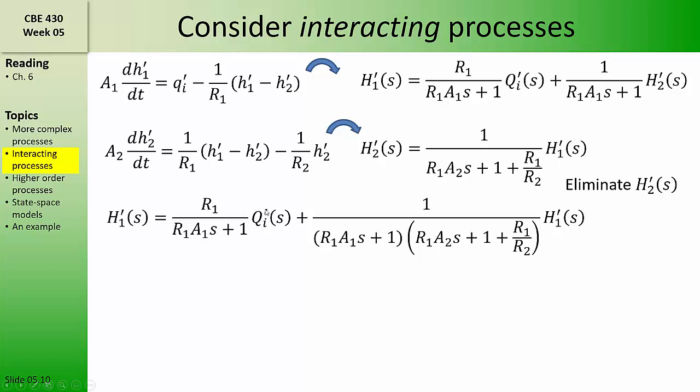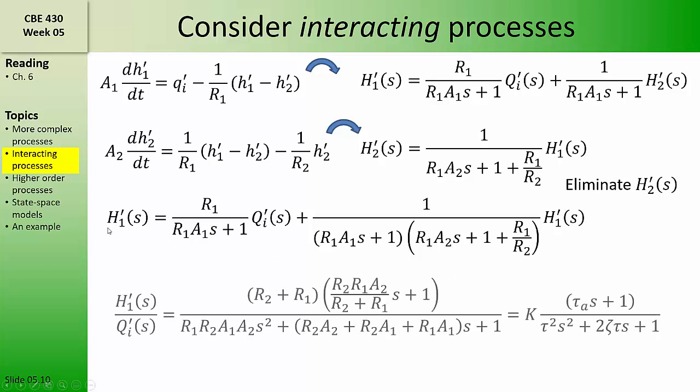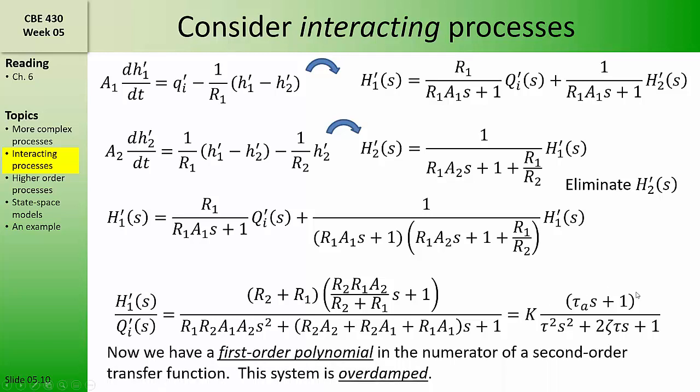Now, to find how the inlet flow rate affects the height in the first tank and derive the transfer function H1 prime over Qi prime, we need to bring these other H1 terms over to the left-hand side of the equal sign. Then we can find the ratio of perturbations in H1 to perturbations in Qi. Now we have a first-order polynomial in s in the numerator of a second-order transfer function. And this second-order transfer function only describes the behavior of the first tank.